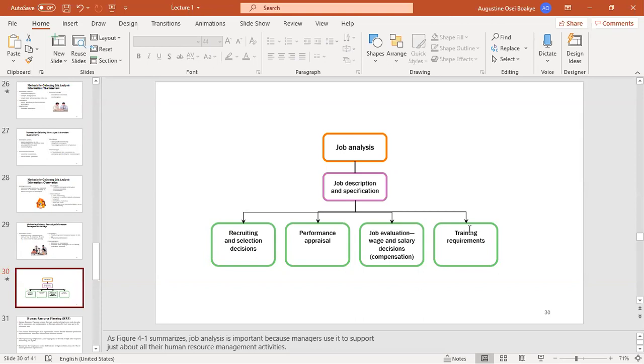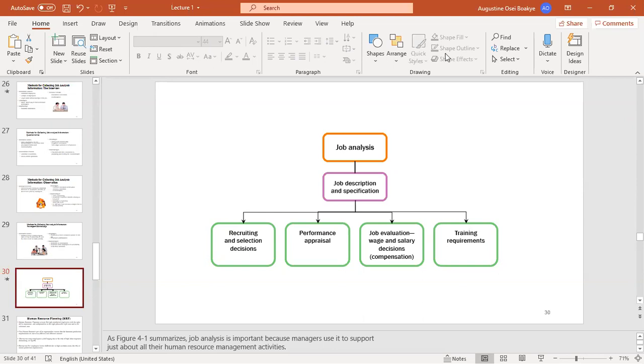why certain tasks are performed the way they are done, and again, how those tasks can be fine-tuned with the changing business environment. So if the business environment evolves and it becomes imperative for them to embark on some form of training, then they will rely on the job analysis information to tailor the training program. So that is all about job analysis.